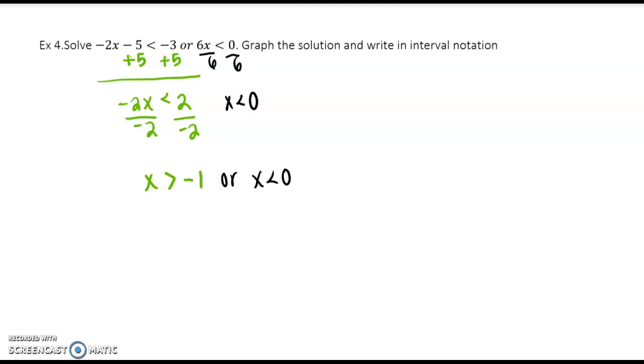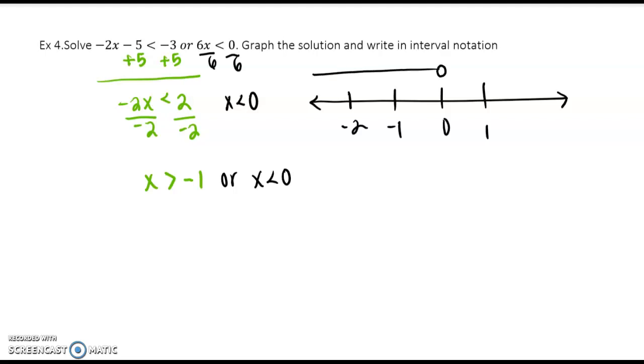Alright, so now we're going to go ahead and graph this. So we'll start off with -2, -1, 0, and 1. So let's start off with the black. So x is less than 0. So you're going to have an open circle there, and it's saying less than, so it's going to go this way. And then for the green one, it's saying x is greater than -1. So you're going to go ahead and put a circle there. And then it says x is greater than 1, so it's going to go to the right.